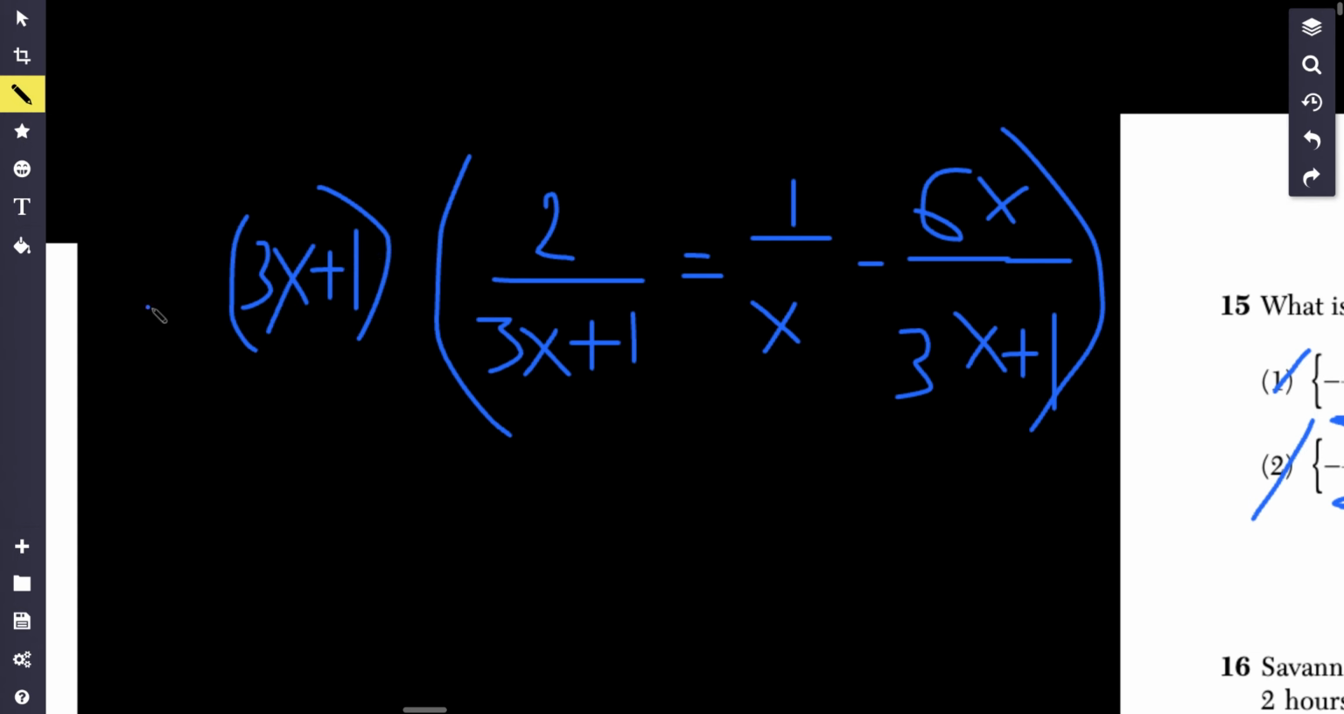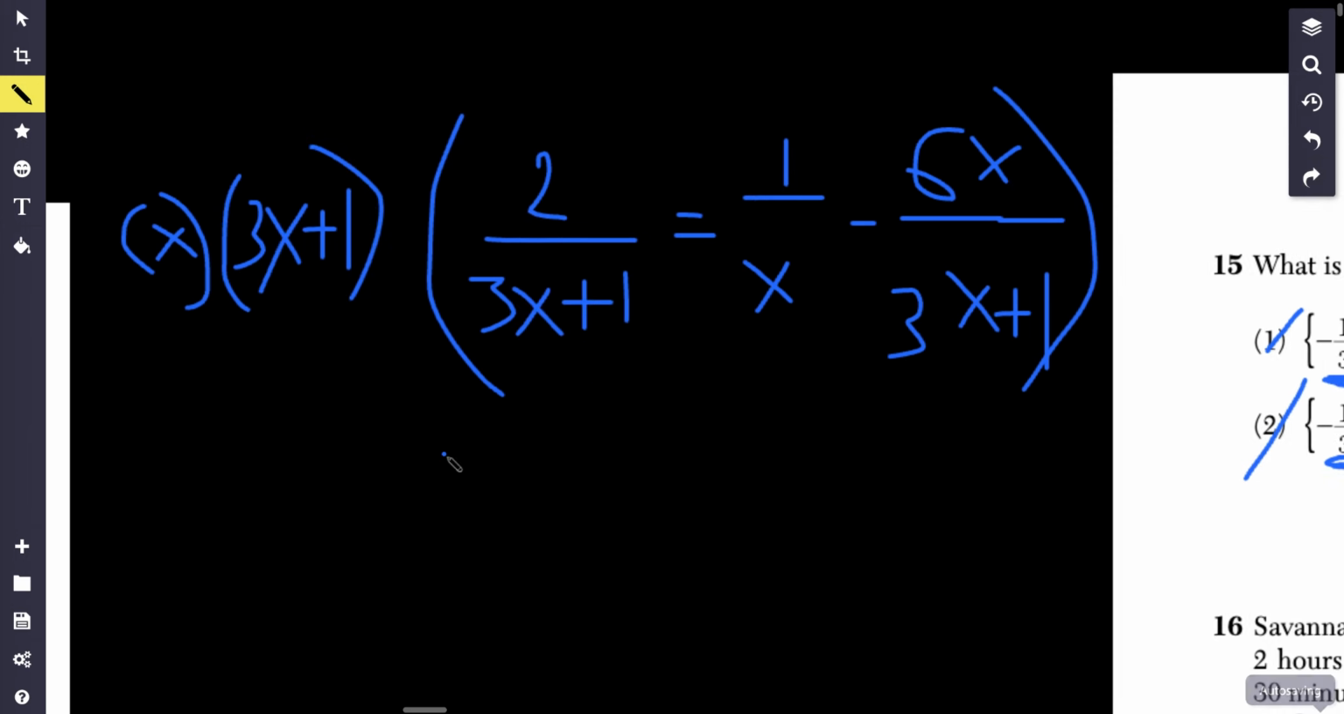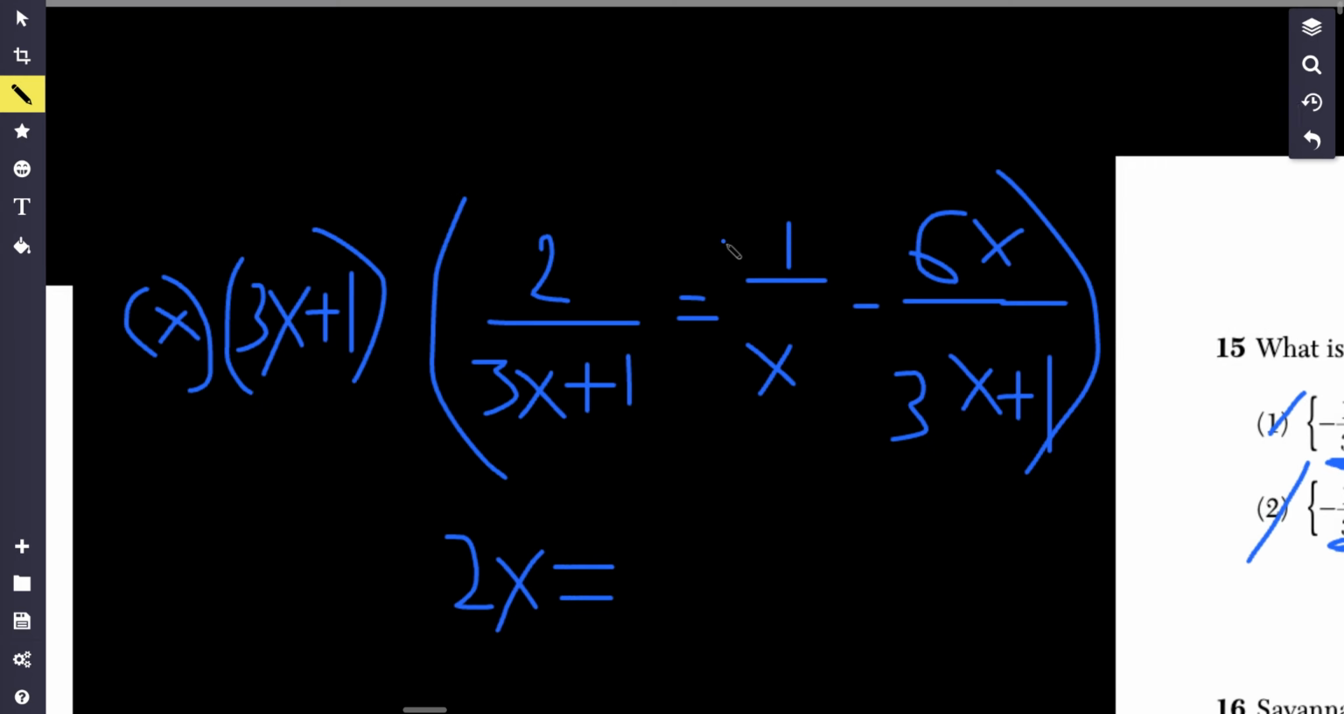So all I'm actually going to do is multiply this whole equation by x times 3x plus 1. That way, we get rid of the 3x plus 1, and we get rid of the x in our denominator. So look. First we have x times 3x plus 1 times our first term. The 3x plus 1s cancel out, and 2 times just the last term, 2 times x, is just going to be 2x.